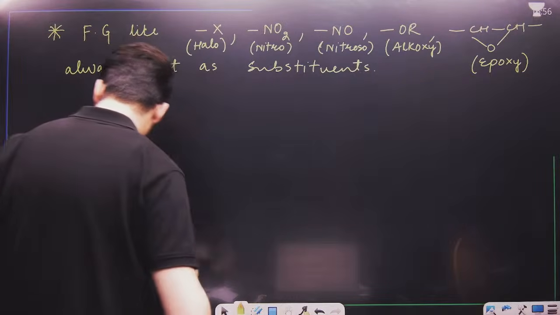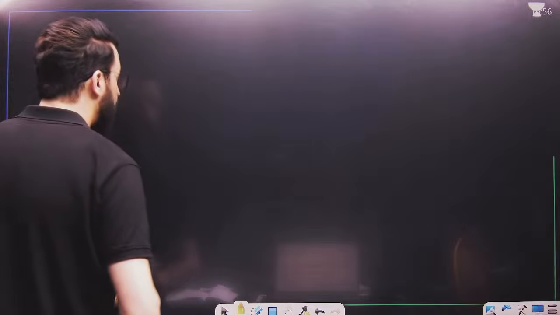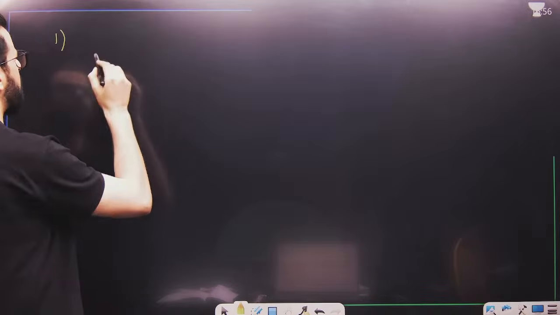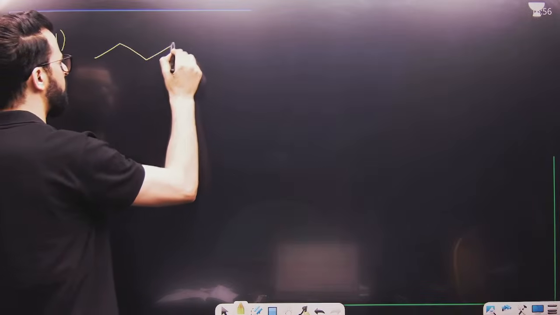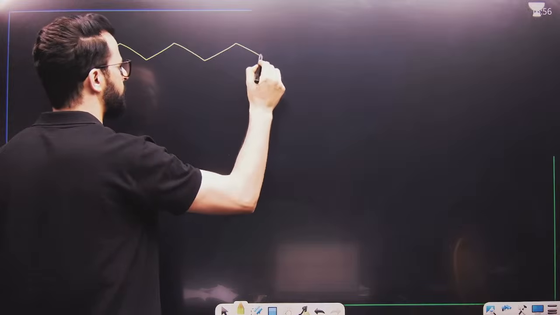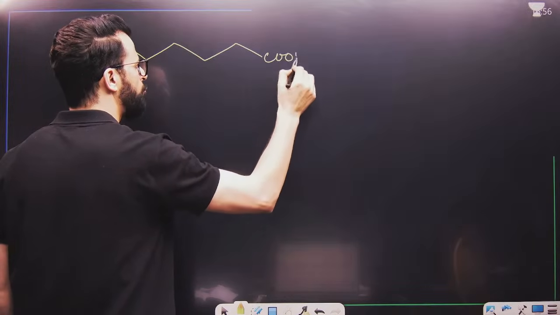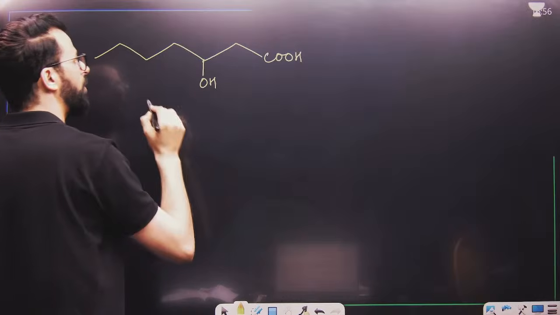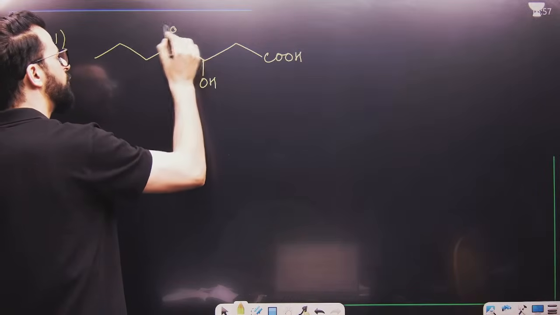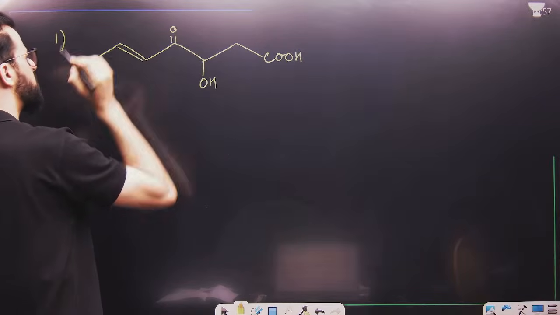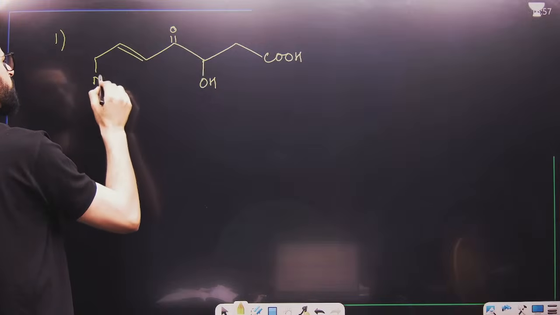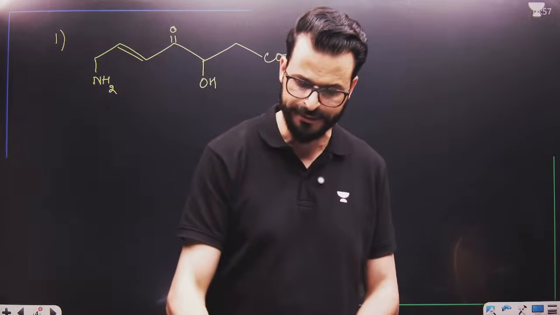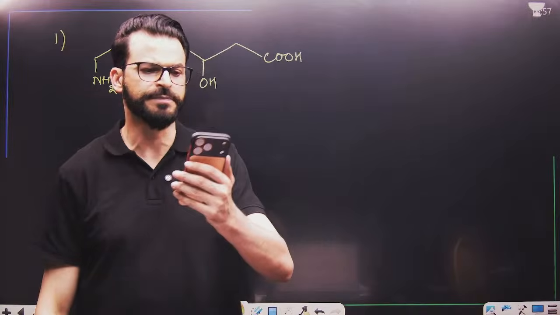Now, dear lovely students, let me write down a compound over here, compound number 1, like this. You have to tell me how many functional groups are present in this compound. Come on, let me know in the chats quickly.